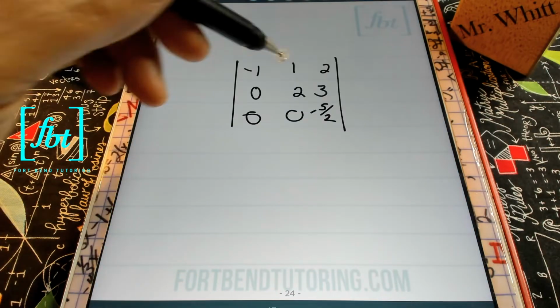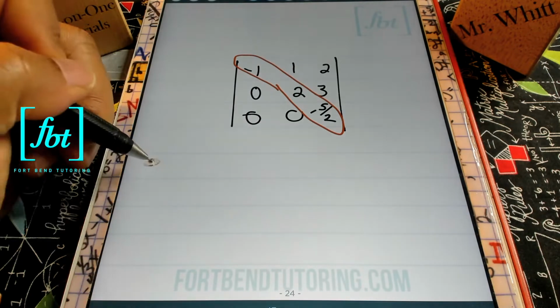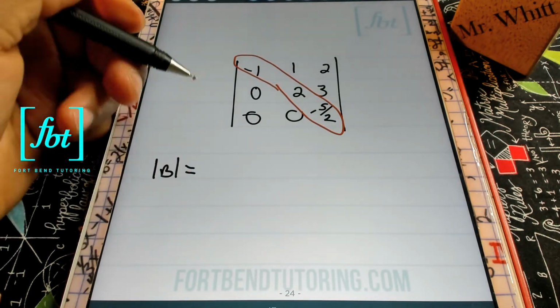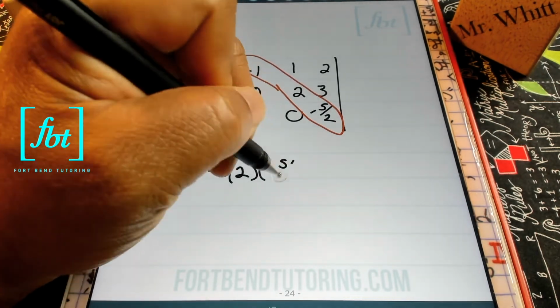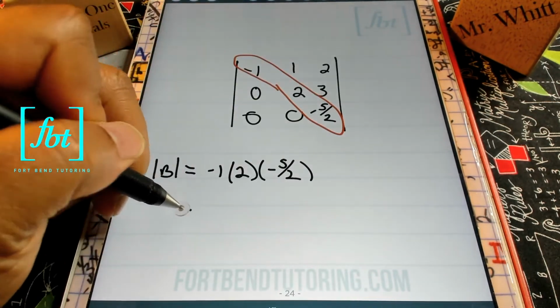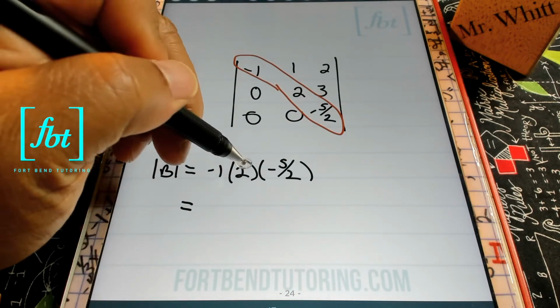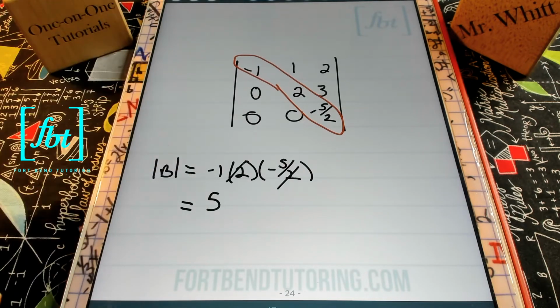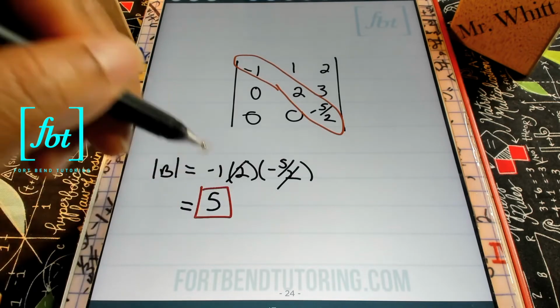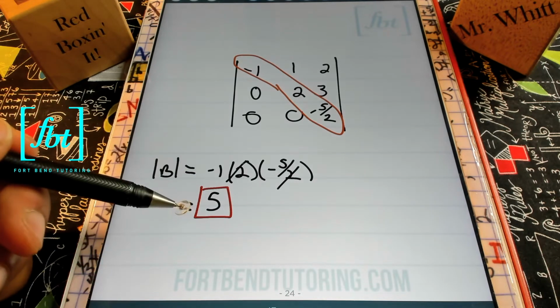Now that we have a triangular matrix, I'll be multiplying the elements in this main diagonal. And the determinant of matrix B will be the product of -1, 2, and negative 5 halves. We know that the result will be positive because you have an even number of negative signs. And we also know that these 2's will cancel out. So therefore, 1 times 5 is just 5, and that's my answer. Red, box it. And that completes problem number 5 again, guys, with an answer of 5.